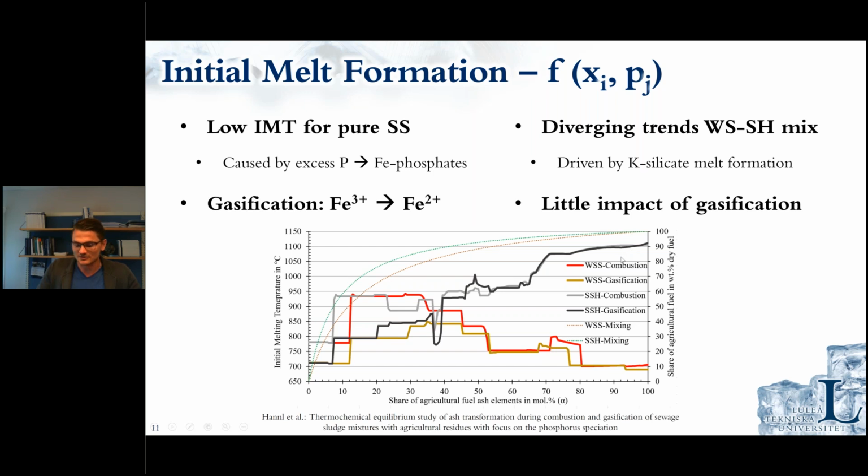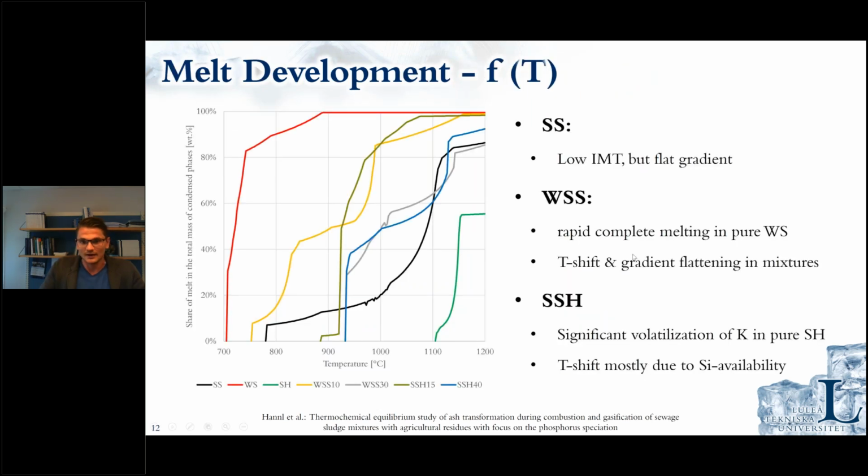On the other hand, we need to question our approach in here because we modeled all of this with GTOX SGPS, which gives us the information that it might not be applicable for this region because we're in a cation dominated region. On the other hand, in comparison to the sewage sludge, we can see little impact of the gasification. For the melt development, it shows a similar picture, but we can see that the sewage sludge, though melting at low temperatures, shows a very flat gradient in comparison to the wheat straw, which shows a very high gradient, and it shows initial complete melting in a very short temperature range.